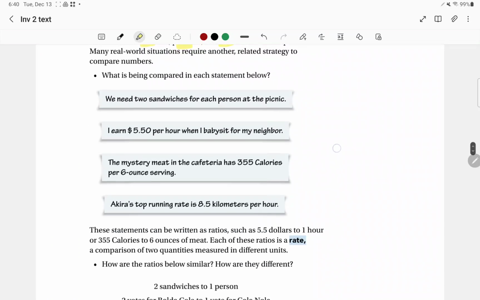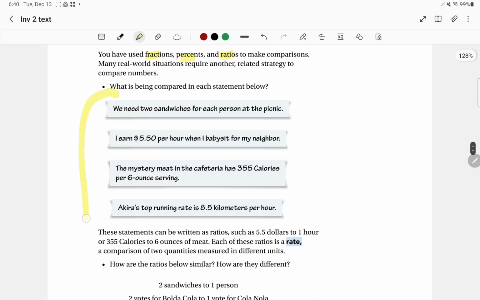So first of all, take a look at all of these scenarios, these 4 scenarios. Take a minute and look, and you're trying to figure out what is being compared. So there are 2 variables that are being compared to each other. What are those 2 rates or variables that are being compared? So go ahead and pause the video and try to figure out for each one of these statements what 2 things are being compared.